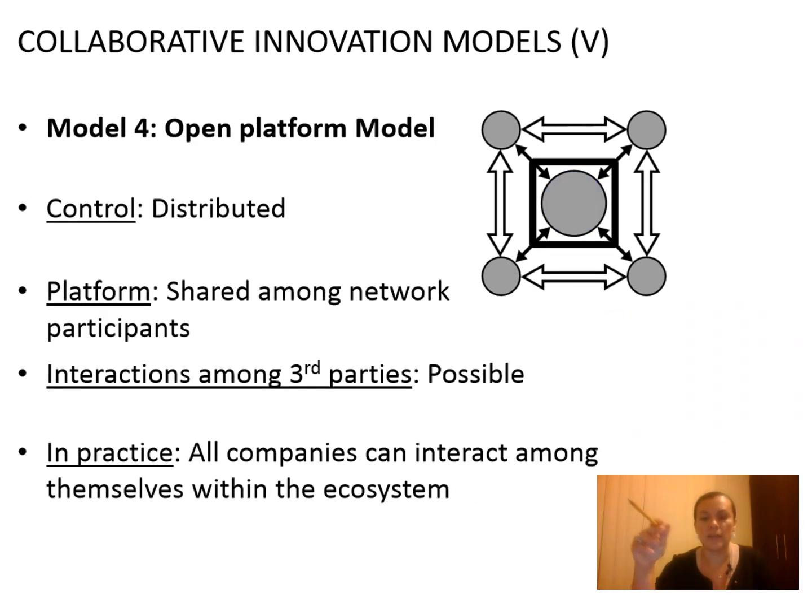And the fourth model is the open platform model. The control is distributed. The platform is shared among network participants. It's more open. The interaction between third parties is possible, and in practice, all companies can interact among themselves within the ecosystem. So the focal point here is to truly develop an ecosystem to share information. If you notice, there is no contract to formalize what type of information will be shared between the parties.